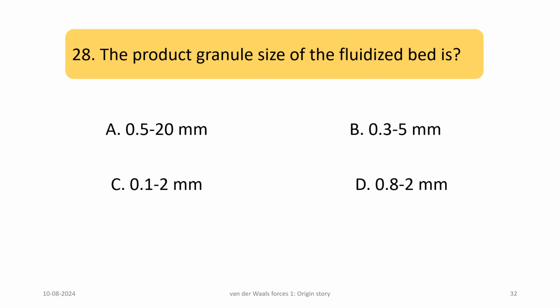Next, the product granule size of the fluidized bed. For granulation, different types of equipment are used: tumbling, mixer, centrifuge, right? So fluidized bed. From the fluidized bed, what size of product are we getting? It is in the 0.1 to 2 millimeter range.